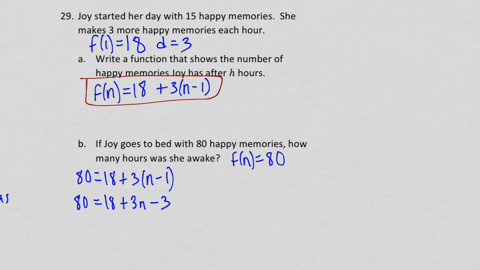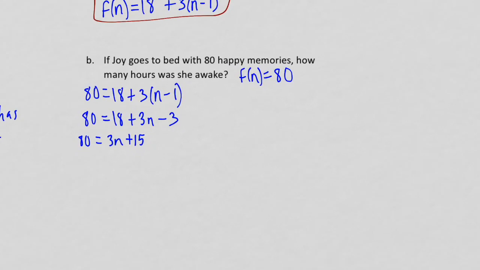Combine the 18 and the 3. 80 equals 3n plus 15, right? 18 and positive and negative 3 make 15. Subtract 15 from both sides. Here's my equation. Cancel. So 80 minus 15 is going to be 65, equals 3n. And then divide by 3.